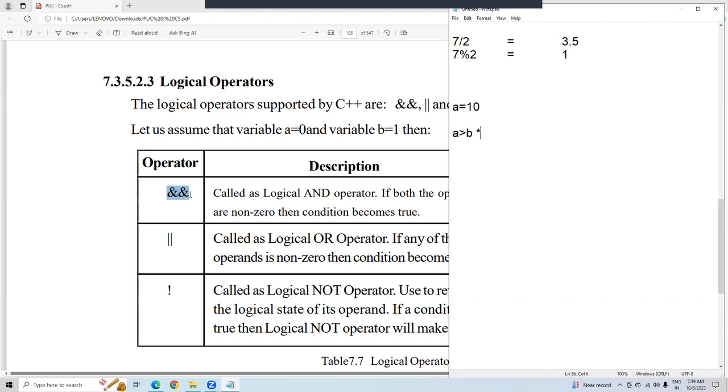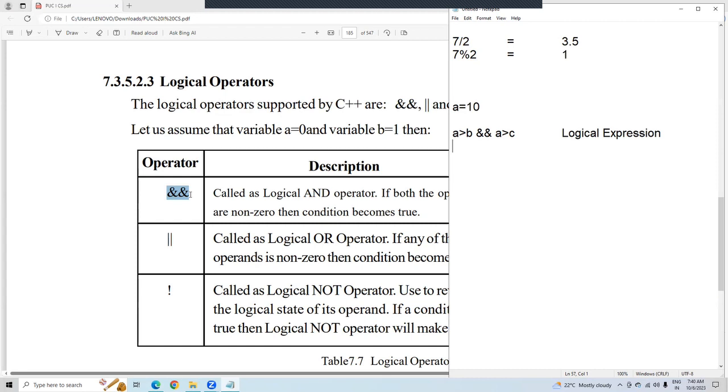Take A greater than B and A greater than C, where A greater than C and A greater than B are both relational expressions, both clubbed by using a logical operator. So here, this is a logical expression because this expression is created by using a logical operator. Which operator is involved in creating that expression? That expression will be named by that operator name.